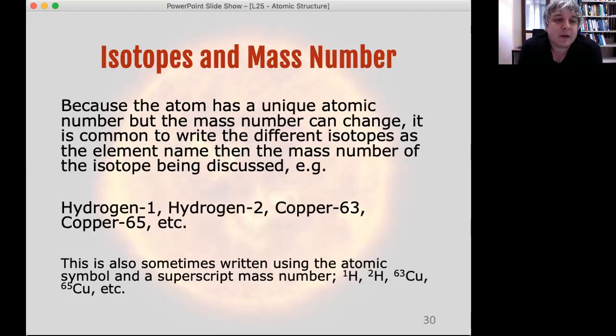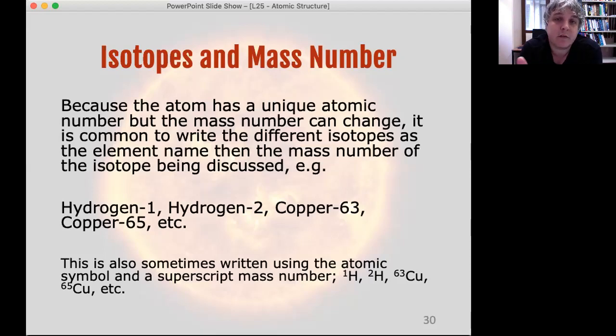Because the atom has a unique atomic number, but the mass number can change, it is common to write down the different isotopes of an element. Write them down as you're talking about them. We commonly do it as the element name, then a dash, then the mass number. So you might get hydrogen-1, meaning hydrogen with just a single proton. You might get hydrogen-2, which is hydrogen with 2 nucleons. We know hydrogen only has 1 proton, so therefore it must have 1 neutron. Same thing, hydrogen-3, we know it must have 2 neutrons because it has 1 proton because it is a hydrogen. Copper-63 and copper-65 being the ones we talked about before.